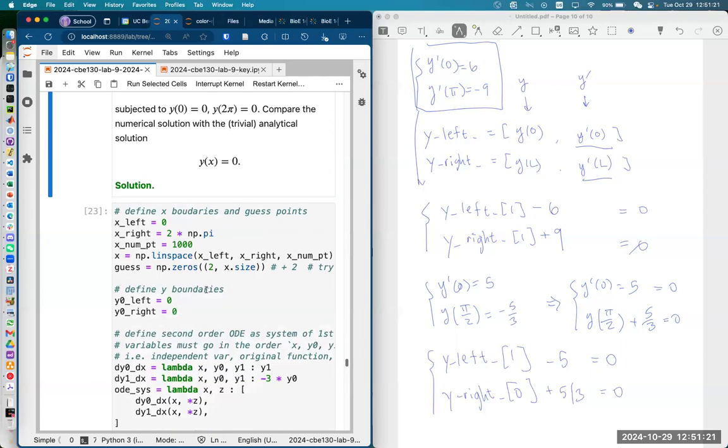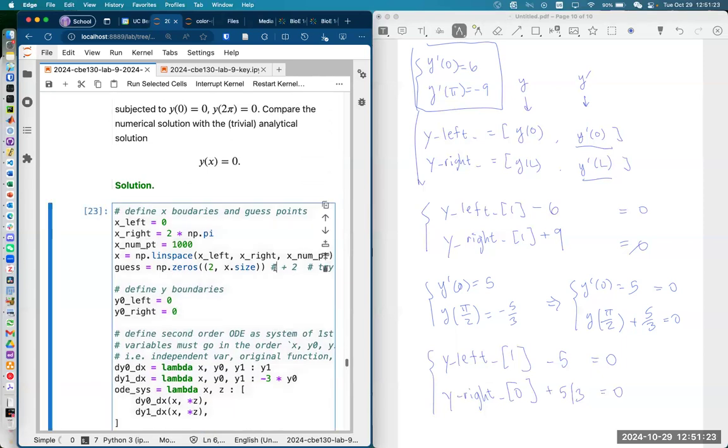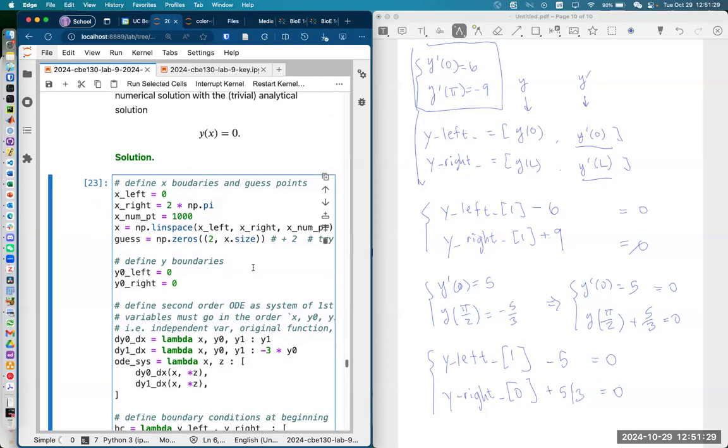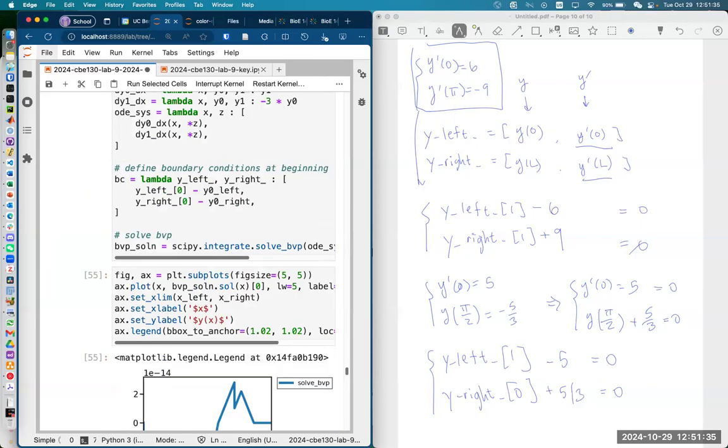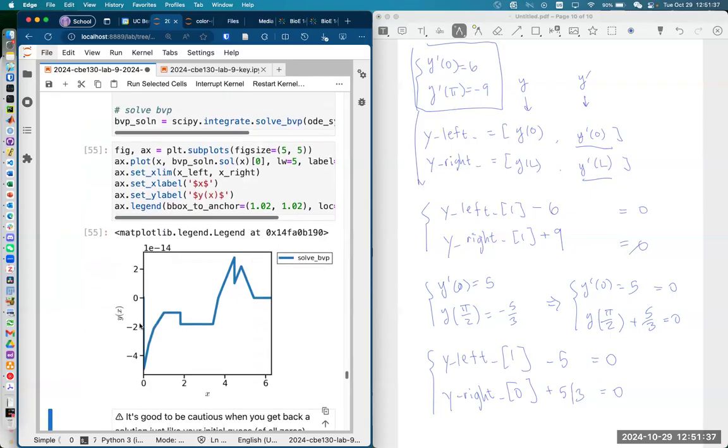And this is an opportunity to demonstrate why we need initial guesses. The initial guess should not matter if it's reasonable. So if I make all the initial conditions 2, it should still give me the same result. So this is what it gives me if I guess 2.